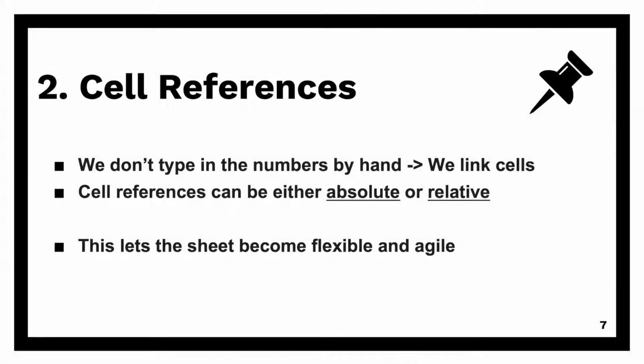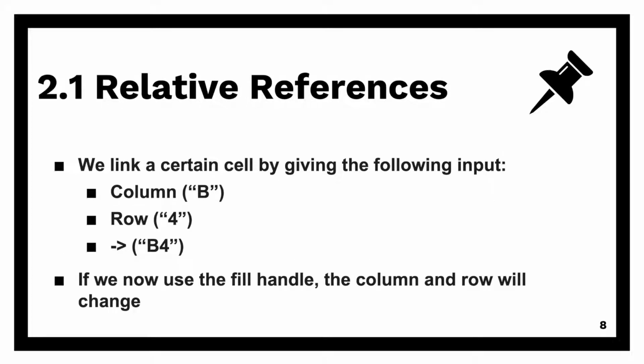So let's continue with references. Like you have seen before, you just select cells and don't need to enter them by hand anymore. References can be either absolute or relative. Relative ones consist of the column letter and the row number. They become combined and will change if you use the fill handle.